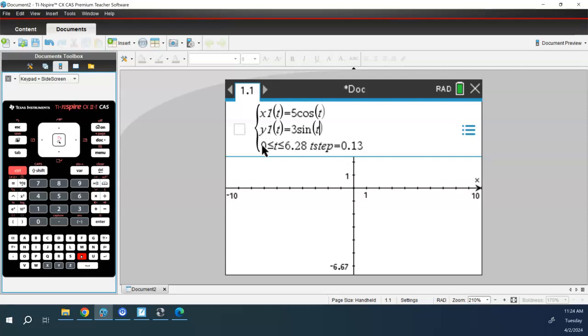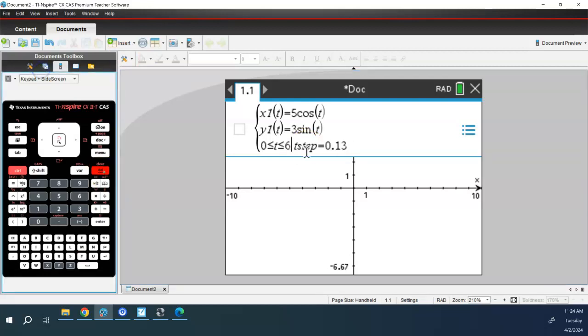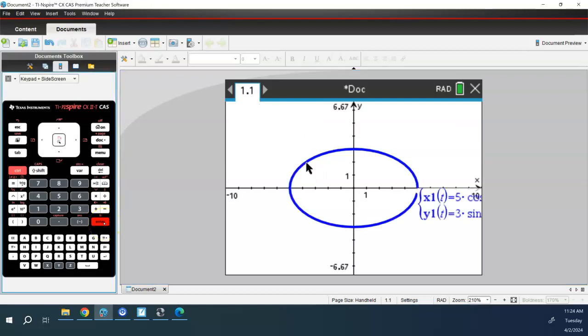If you don't want to believe it, you can erase that and literally put in 2 and then the pi. But it will change it back to 6.28 as soon as you hit enter. Once you have that inputted, when you hit enter, you should now see your graph.